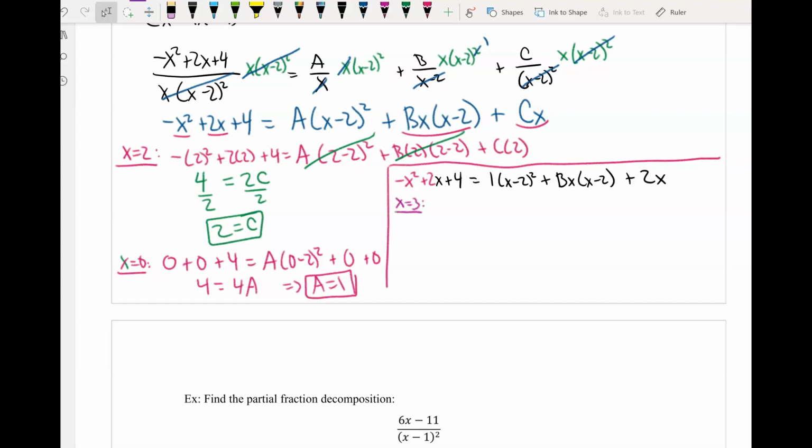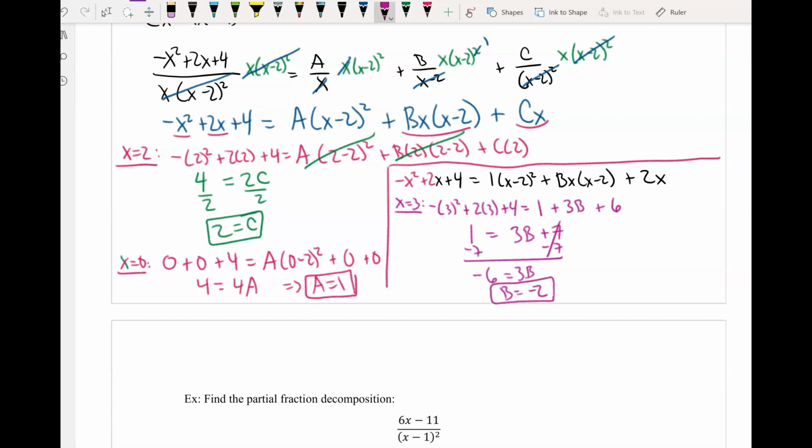x equals 3. So I'm going to have negative 3 squared plus 2 times 3 plus 4. Here, when I plug in 3, I'm going to get 3 minus 2, which is 1. So this is going to be just a 1. You're going to get b times 3, so that's 3b. 3 times 2 gives me 6. On the other side, you're going to get negative 9 plus 6 plus 4, that gives me 1, is equal to 3b plus 7. So I subtract the 7 over, negative 6, and I divide both sides by 3, so I get b is equal to negative 2.